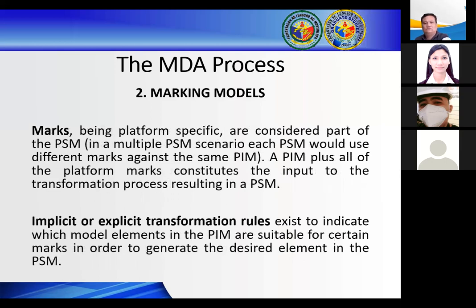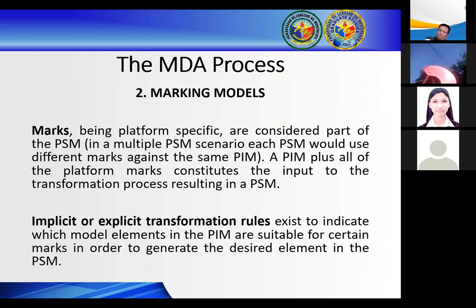Marks being platform specific are considered part of the PSM. In a multiple PSM scenario, each PSM would use different marks against the same PIM. The PIM plus all of the platform marks constitutes the input to the transform process, resulting in PSM. Implicit or explicit transformation rules exist to indicate which model elements in the PIM are suitable for certain marks in order to generate the desired element in the PSM.